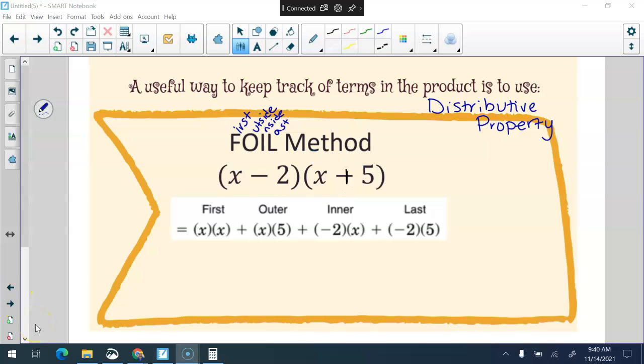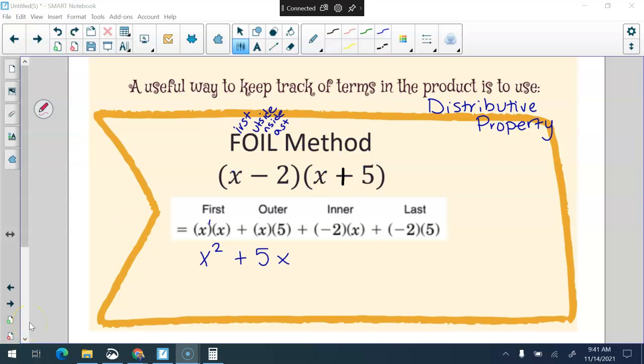Our first terms in FOIL would be x times x, because they're the first numbers in both binomials. And x times x, remember we add the exponents, keep the base, add the exponents. Now the outside would be the x and the 5 because they're on the outsides of these two binomials. And x times 5 is really the same as 5 times x.